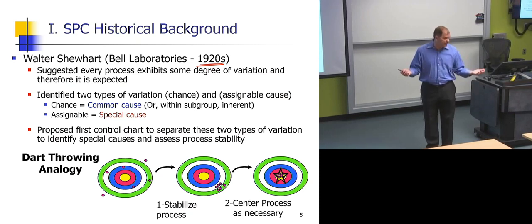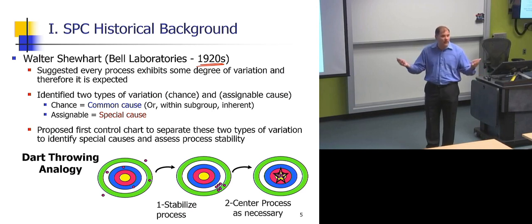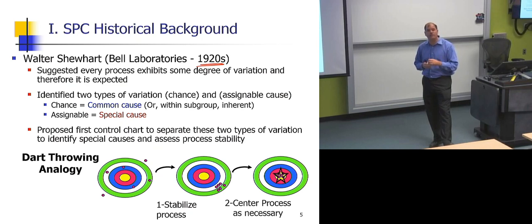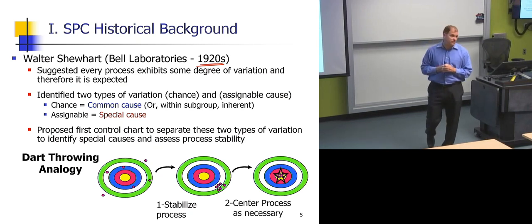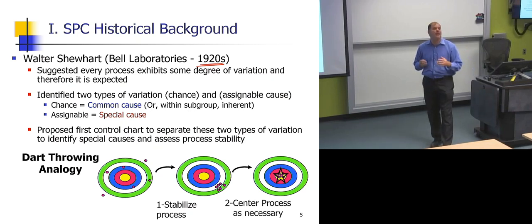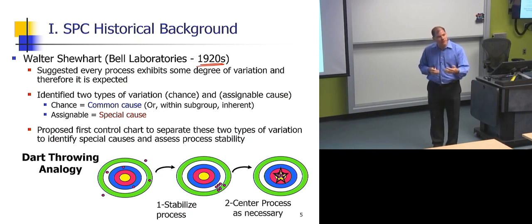I can't even measure it exactly the same way every time. There's even variability in my measurement system. For that reason, I'm always going to have some inherent variation, which he's going to call chance variation. His word chance was later called common cause by J.M. Juran. So we have common cause variation, that is inherent or by chance.